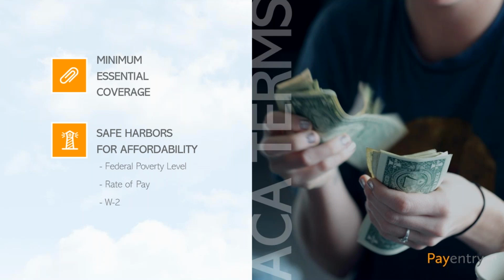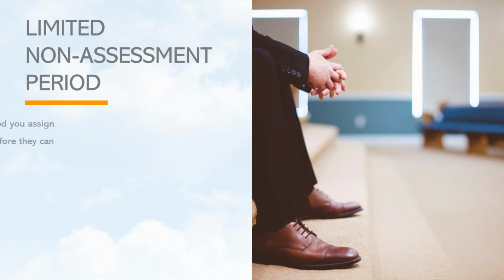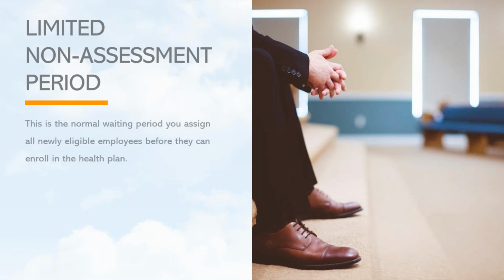Okay, let's talk about limited non-assessment periods. That is a term defined as the normal waiting period that you have all newly eligible employees wait before they can enroll in your health plan. So limited non-assessment period means waiting period. Under ACA, it cannot be more than 90 days. So you can't do something like first of the month following 90 days. It has to be 90 days or less.